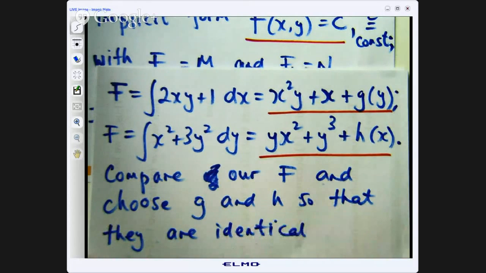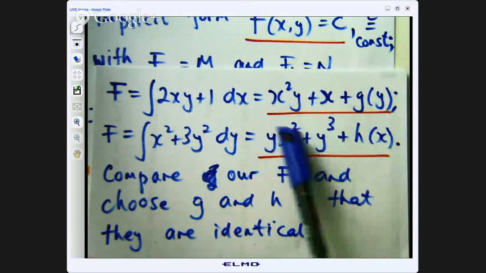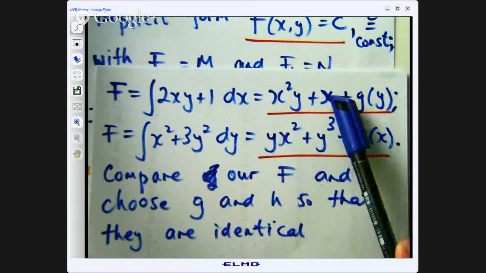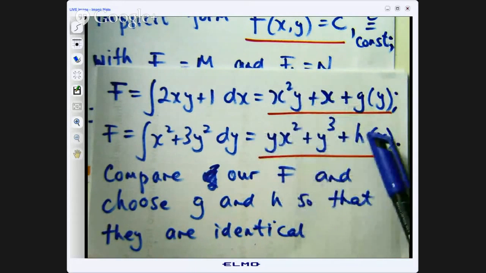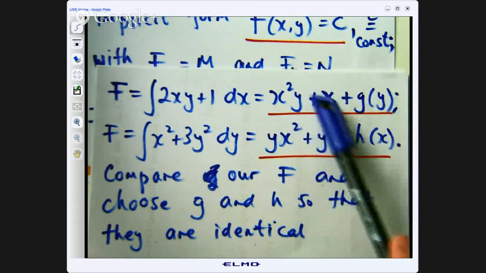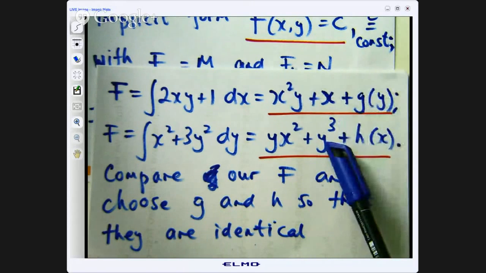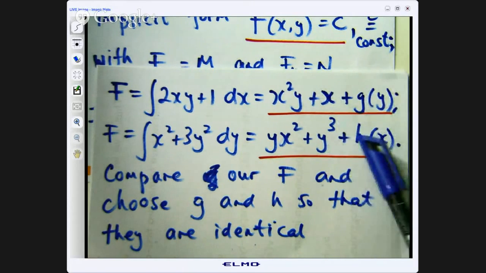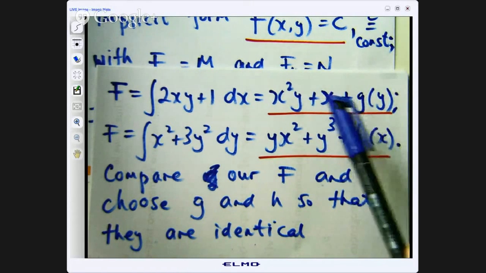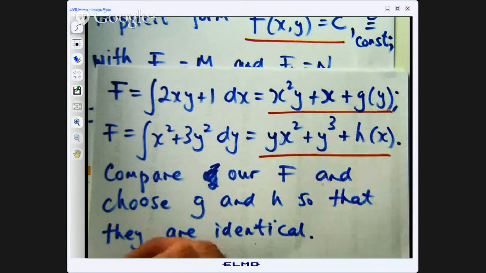All right, so let's have a look. Well, I've got an x squared y there, and I've got an x squared y there. I've got an x up here, no more x's down here. And I've got a y cubed down here and no more y cubes up here, except for these two things. So if I make g of y up here equal to y cubed and h of x down here equal to x, I'll get the same expression there and the same expression there. Okay? It's a little bit subtle.